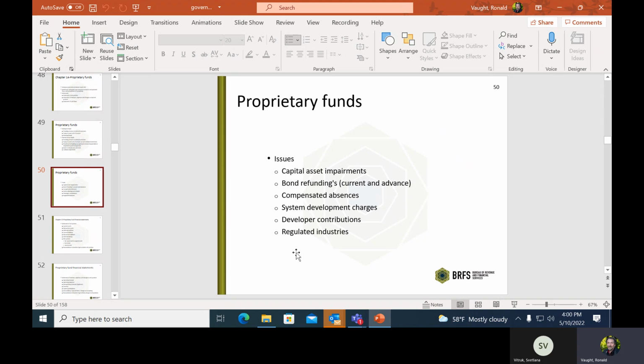Developer contributions, we've talked about that before, where the developer finishes the subdivision and gives us the sewer lines and water lines and streets and stuff. We're kind of out of time, but next time we'll talk about refundings. Understanding the difference between current and advanced refundings is useful. And capital asset impairments, that gets complicated. So anyway, we'll pick up with number 50.